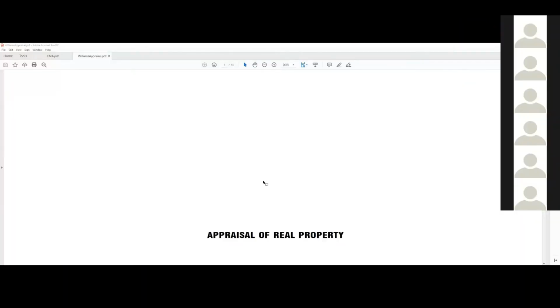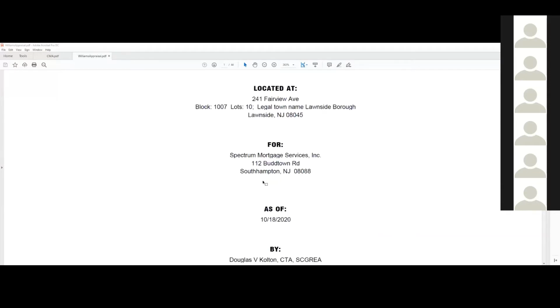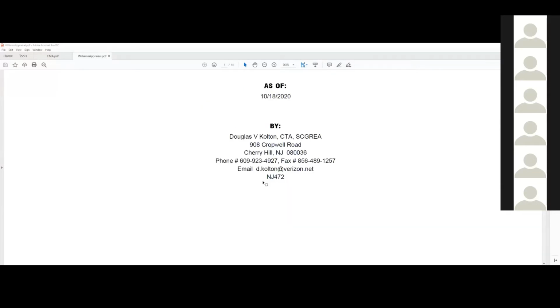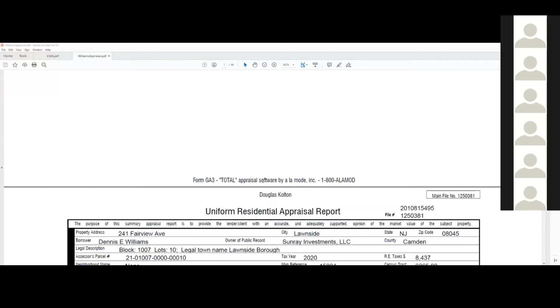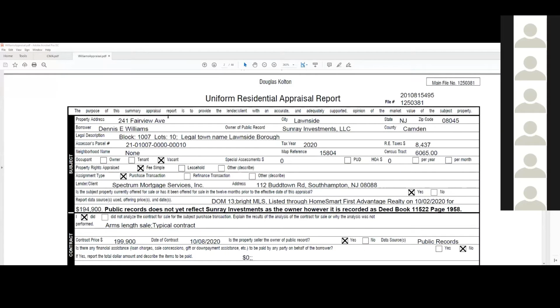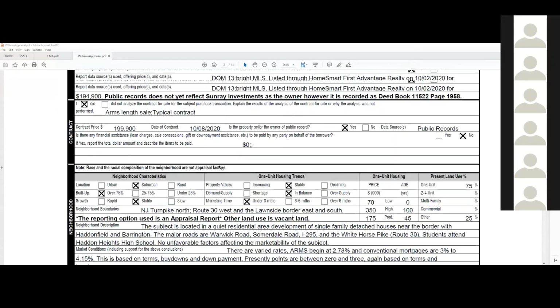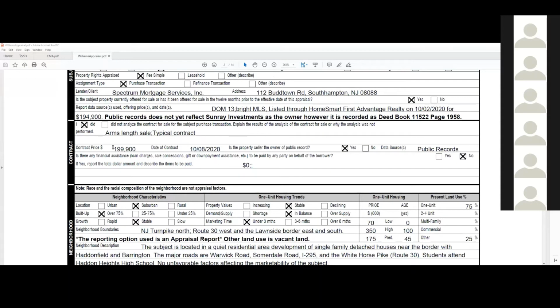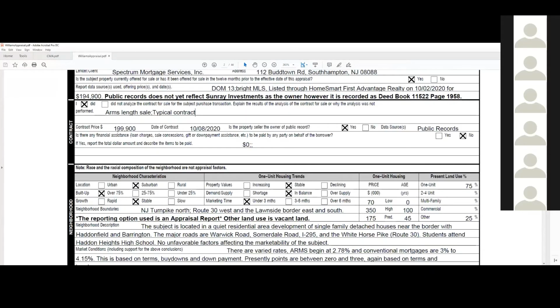Okay, this is an actual appraisal report. So again, as you can see, they put where the property is located, the block and lot, and all that information, which I care less about. But I look at this here: arm's length sale, typical contract. So this is not an REO or a short sale, whatnot. Here's the contract price.